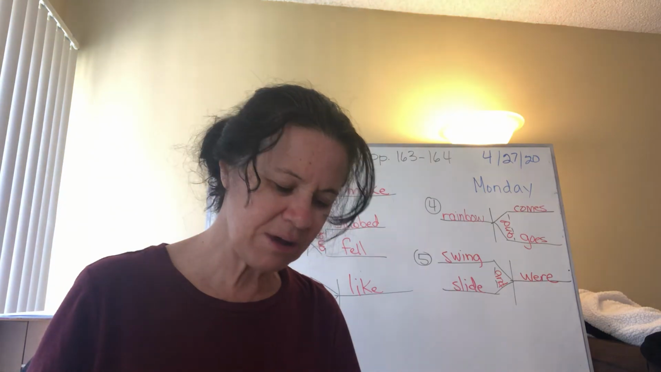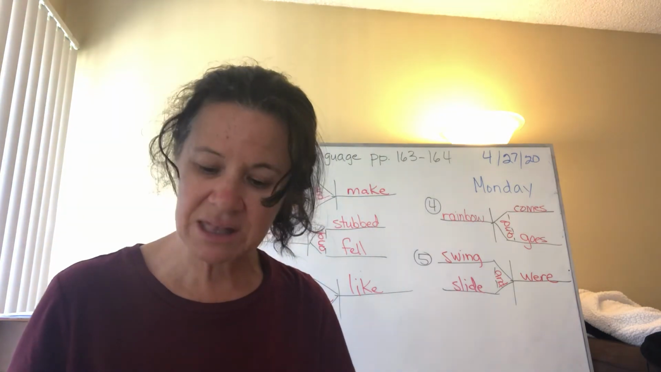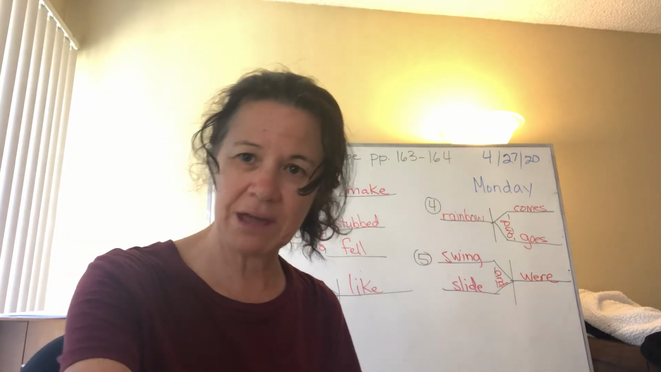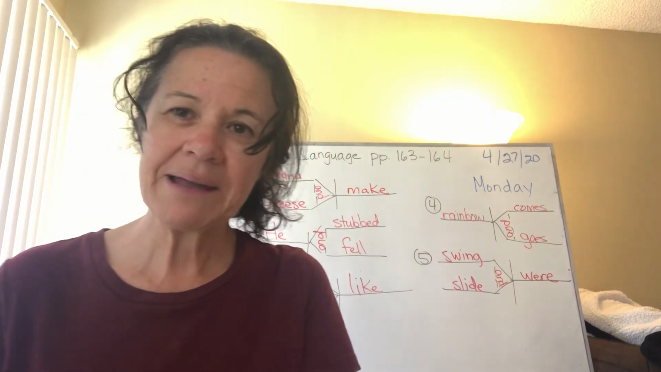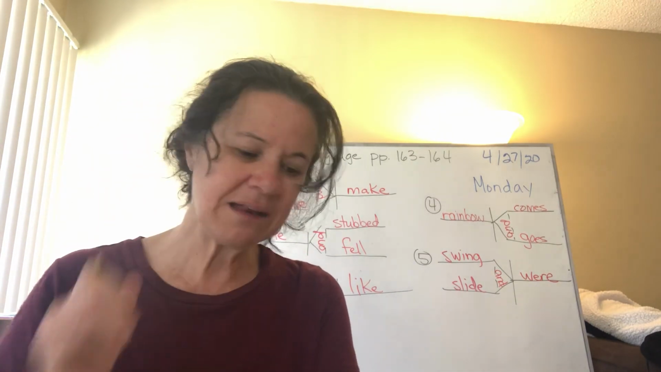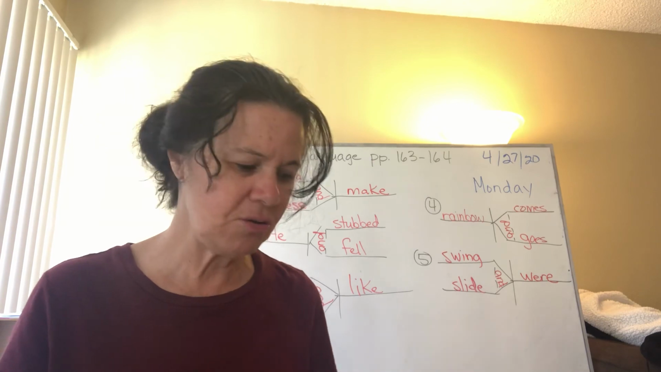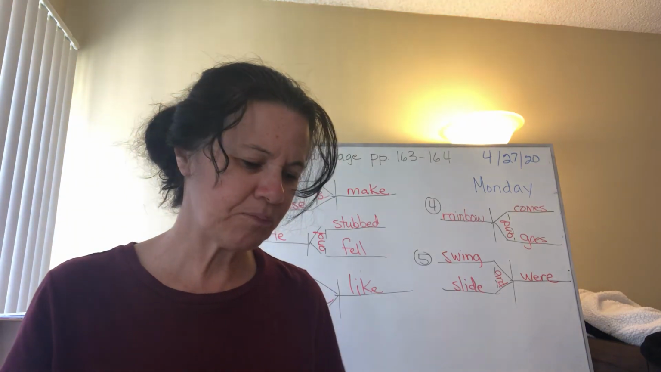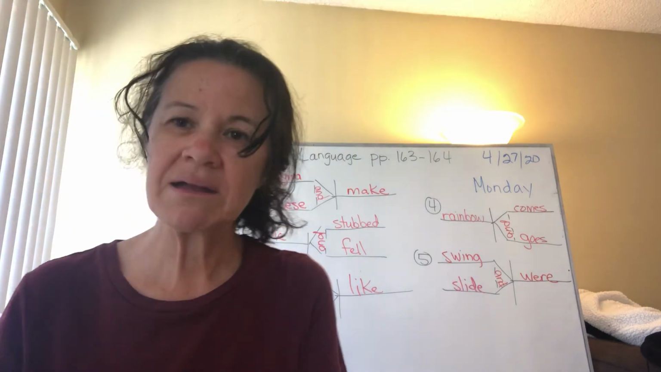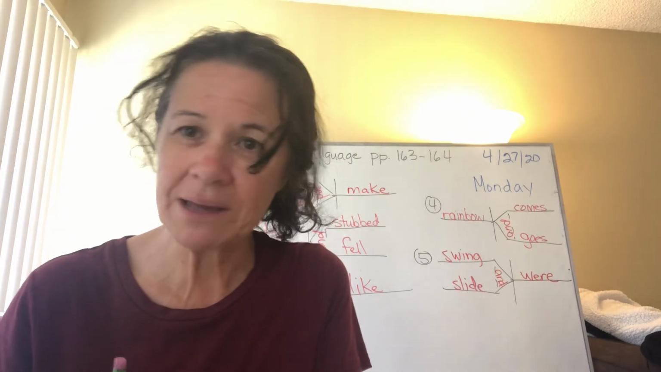Diagram 1, 3, 5, 7, and 9. Just the odd numbers. Okay? All right. So do a good job on that, and we will continue with learning more about pronouns throughout the rest of this week in language.